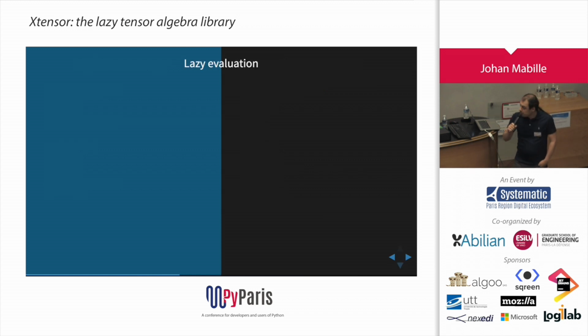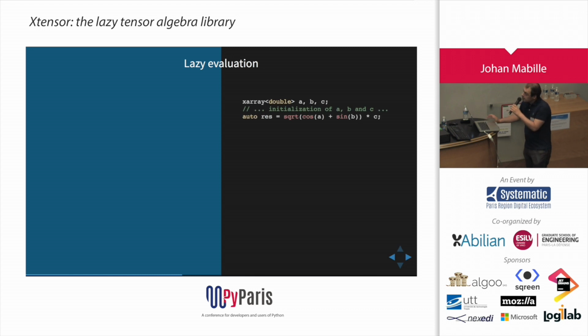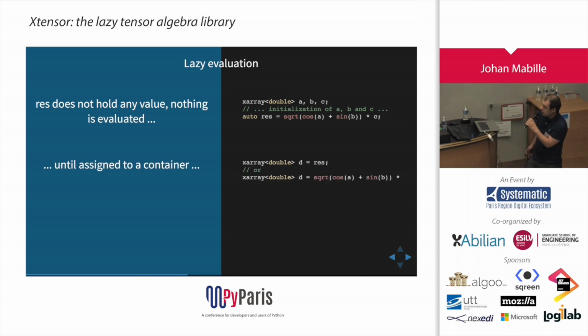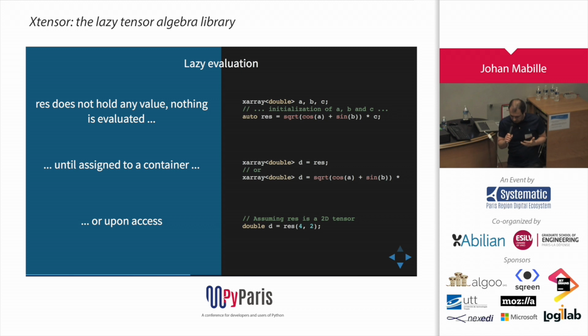So even if xtensor provides an API similar to the one of NumPy, it doesn't work the same way, and it's important to understand the main differences in the implementation so you can really leverage the power of xtensor. So let's say you want to compute a simple formula on tensors. In xtensor, res here does not hold any values. Nothing is evaluated until it is assigned to a container, like here, or upon access. So res can be accessed as if it was a tensor. It can be assigned to a tensor, but it's not a tensor.